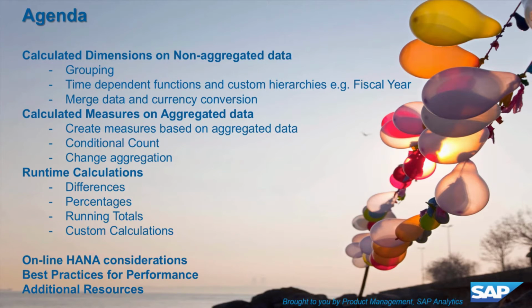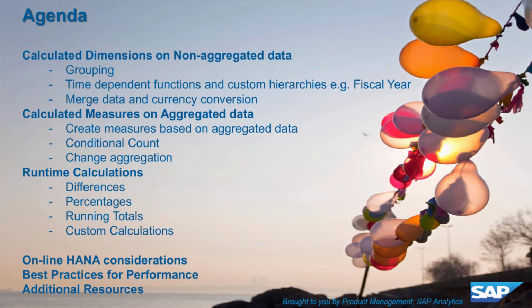We're also going to merge data and do a currency conversion, which is a very common requirement. And we're going to be doing calculated measures on aggregated data. So we're going to create measures based on aggregated data. I'm going to show you how you can change the aggregation. I'm also going to show you how to do a conditional count and to change aggregation on the measure that you create. Then we're also going to have runtime calculations.